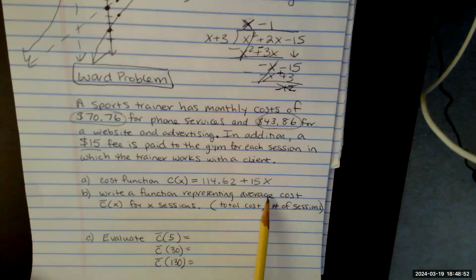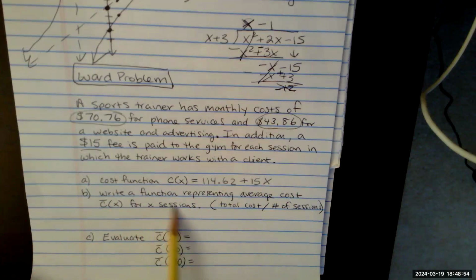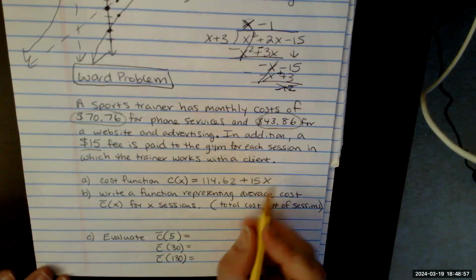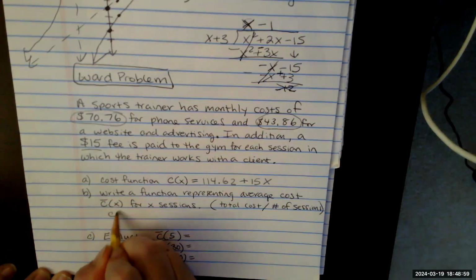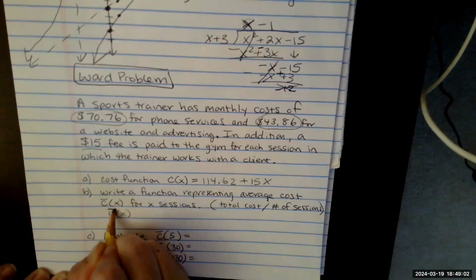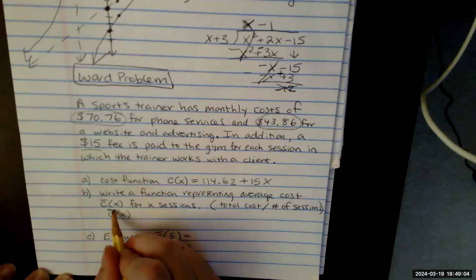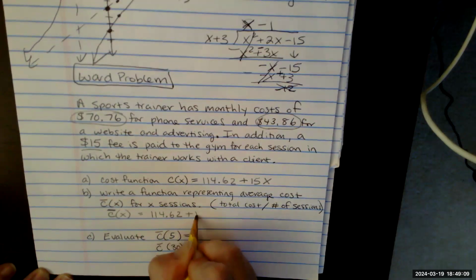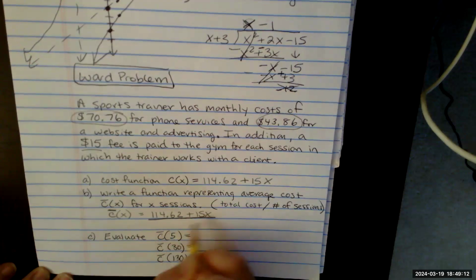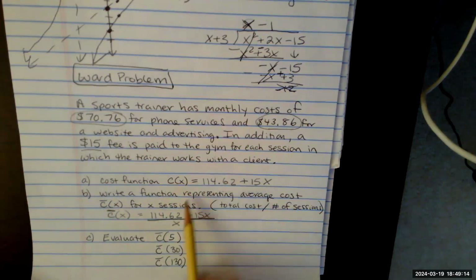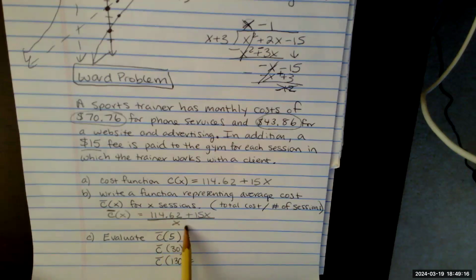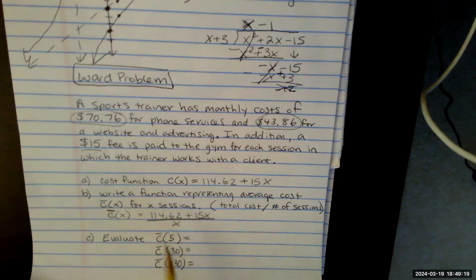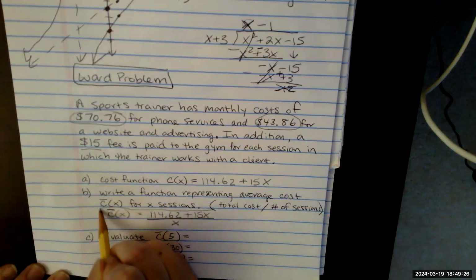Write a function representing the average cost for blank sessions. So to find the average cost for how many sessions just means, first of all, they put a line over it to show that this is the average cost. It's just the same thing you had before, but divided by however many sessions you have. Because then when you do your total cost divided by your total number of sessions, you're basically finding out how much each session costs you. Okay, so this is the function for that.